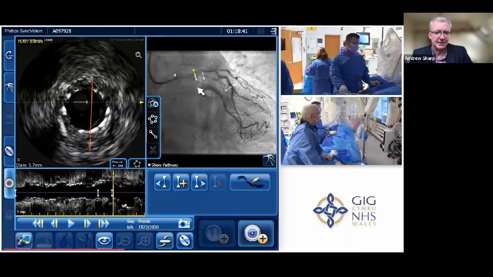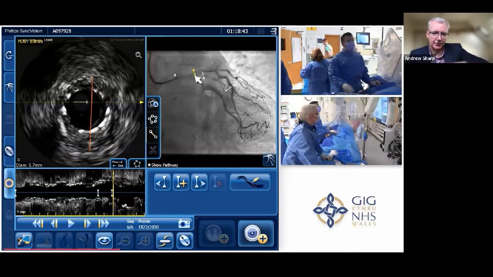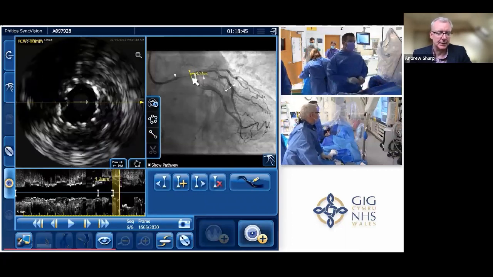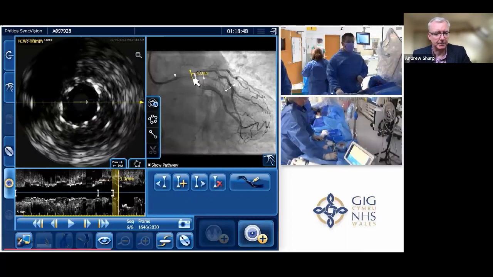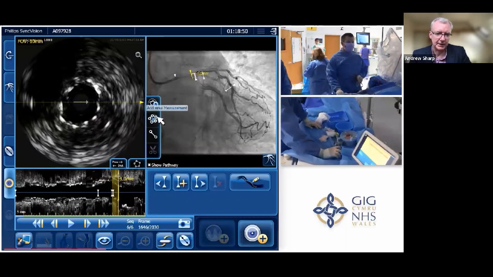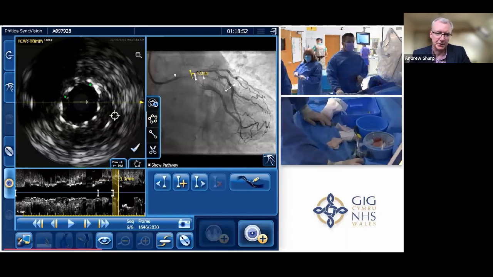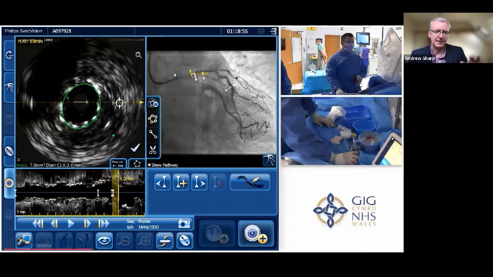So you can see at this point where the yellow marker is there, that's what we're measuring at the moment. It was 5. As we're coming back towards the left main before we've fully dilated and kissed, you can see how small the left main is. This is the ostium of LAD.